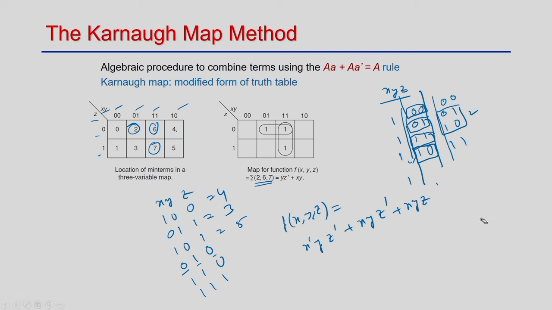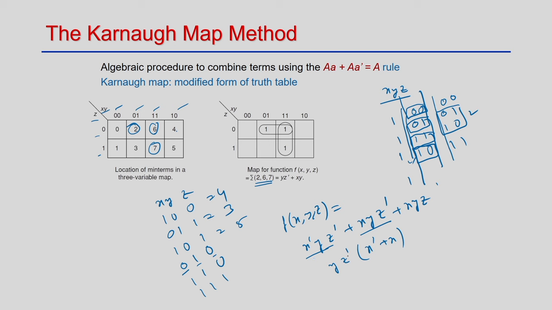If I take these two product terms and try to combine them, what is going to happen? You have a difference only in x. So you can take y z bar common and then x bar plus x. Similarly, I can create a copy of this particular product term here.